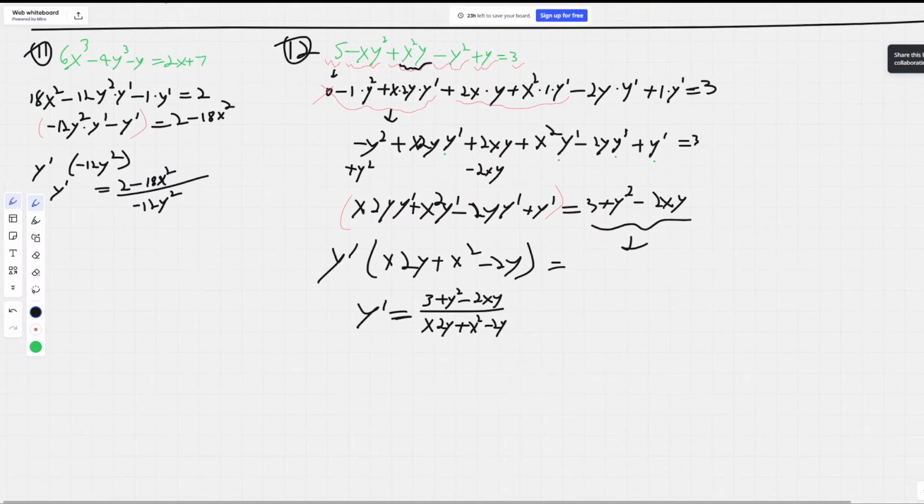I didn't even write this one down in my notebook. Okay, 12. 5 minus xy squared plus x squared y minus y squared plus y equals 3. I'll just go through it all real quick. So negative y squared times x y prime. That's not right.